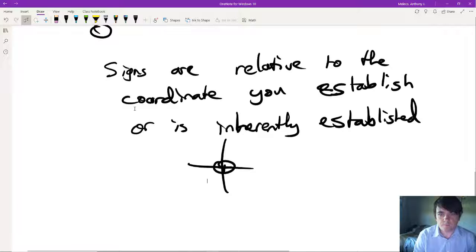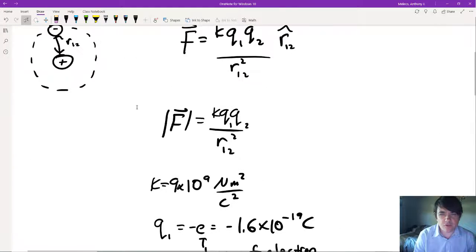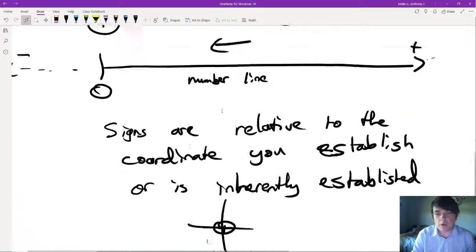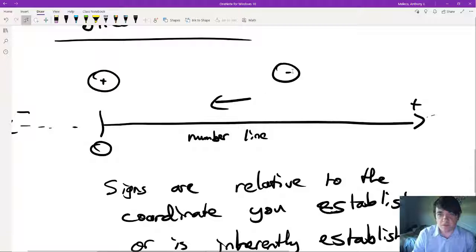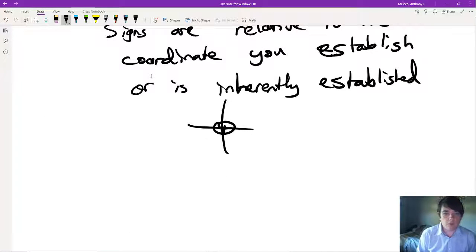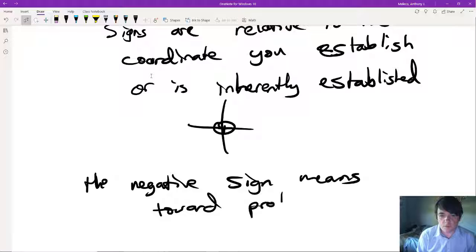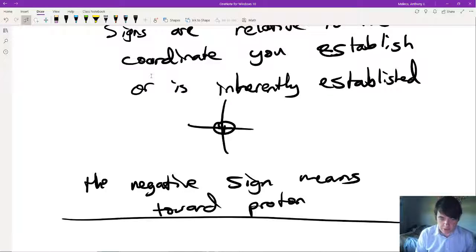And so this can be kind of confusing because you get a negative sign and you're like, okay, the direction is negative. What does that mean? Or my force is negative. What does it mean? In this case, it just means that the electron is moving towards the proton. Okay? So the negative sign means toward proton, based on that number line argument.